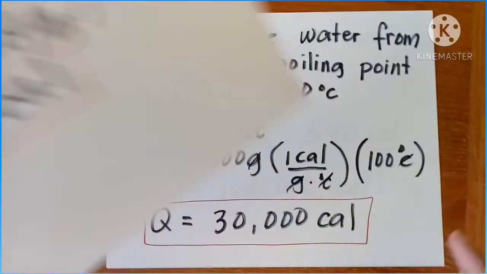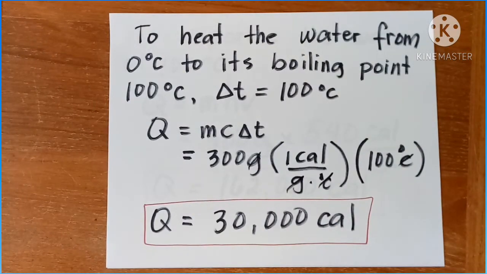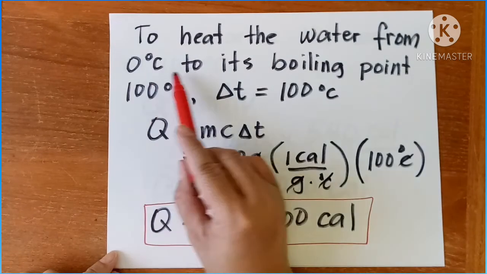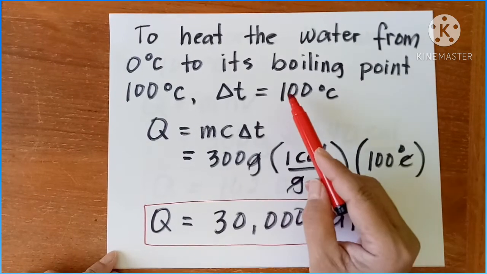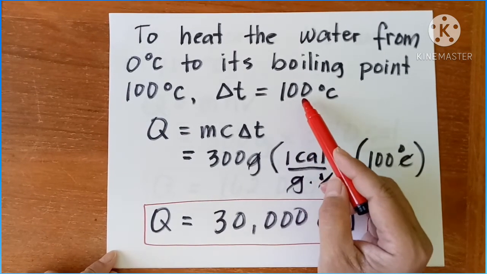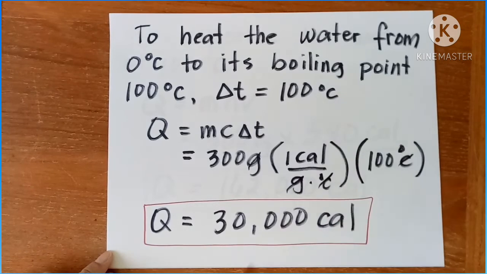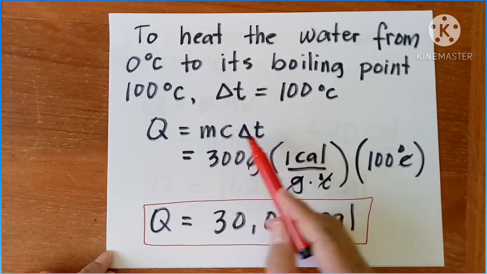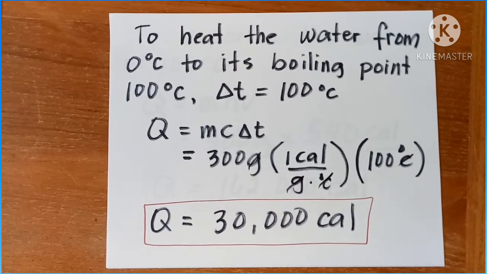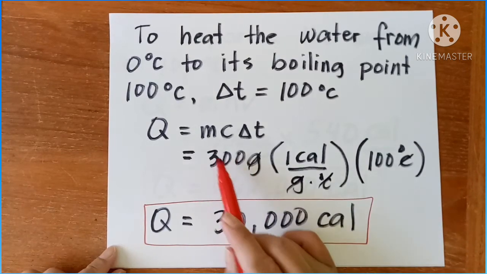Alright, so next, we are going to heat now the water. Since the ice melted already, we're going to heat the water from 0 degrees Celsius to its boiling point, which is 100 degrees Celsius. And the change in temperature here is equal to 100 degrees Celsius. Alright, so Q equals mc delta T, again, is the formula that we are going to use in this particular part of the solution of this problem. So the mass again is equal to 300 grams.